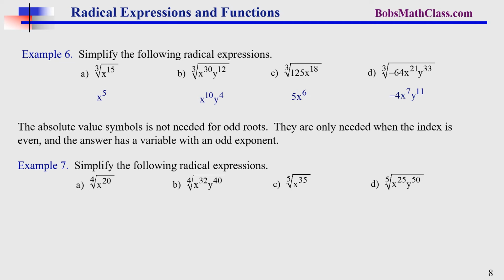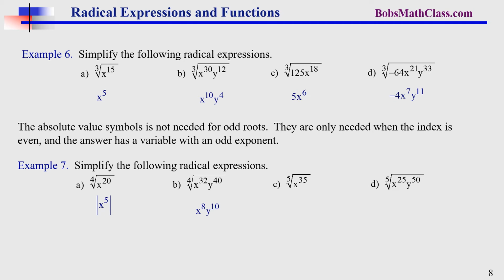Okay, example 7. Same concept. Part A is a 4th root. So we're going to divide 4 into 20. 4 goes into 20 5 times. But we need to put the absolute value because our answer is odd. Next one. 4 into 32 and 4 into 40. So that will be x to the 8th, y to the 10th. No absolute values are needed because each exponent is even.